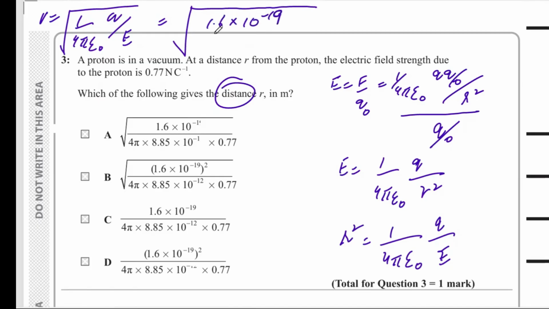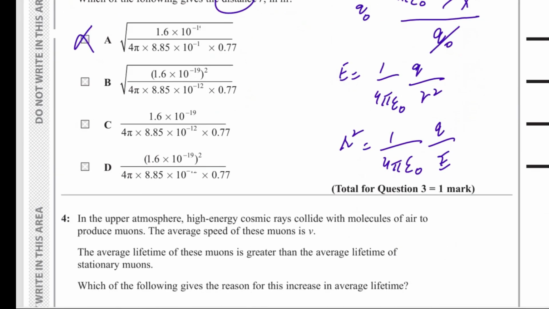times 10 to the power of negative 19 divided by 4 pi. The permittivity of free space has to be 8.85 times 10 raised to the power of negative 11, I'd say, right? So I'm just going to go with negative 11 times the electric field strength, which is 0.77. So that is why all of these things are given by the option. Well, there is a negative one, which might be a misprint, right? So that is why I'm going to go with option B.